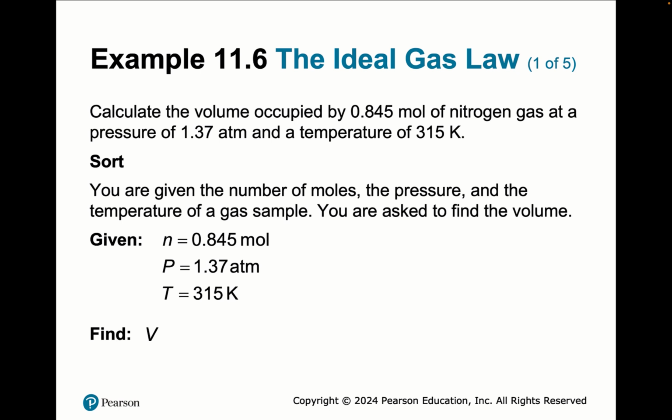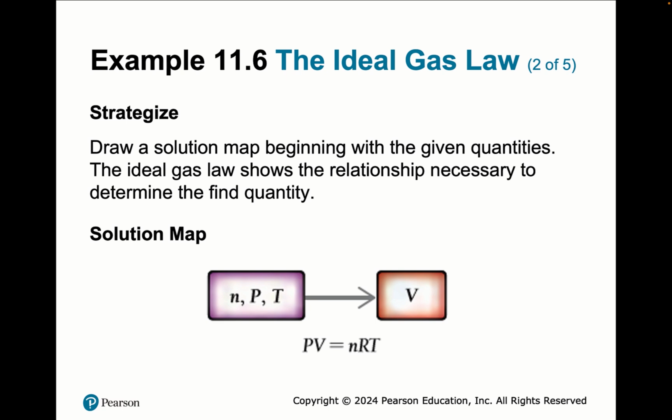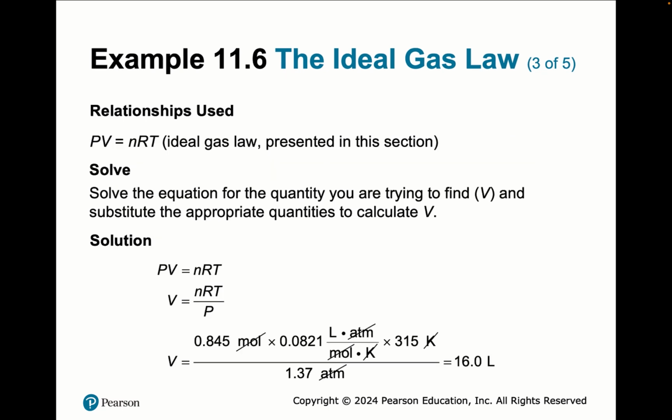So what's the volume occupied by 0.875 moles of gas? It doesn't matter the type of gas. Ideal gases all act the same. At a pressure of 1.37 atmospheres and a temperature of 315 Kelvin. So find volume. PV equals nRT. Solve for volume: V equals nRT over P. And then put in the numbers.